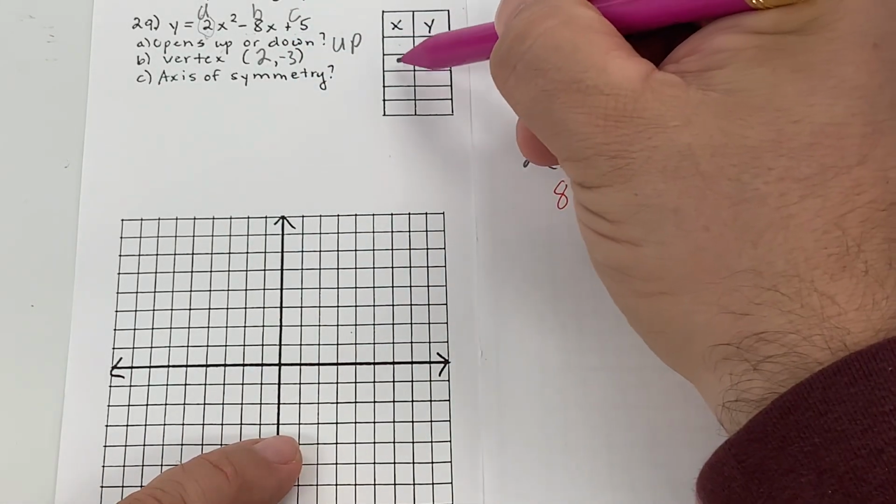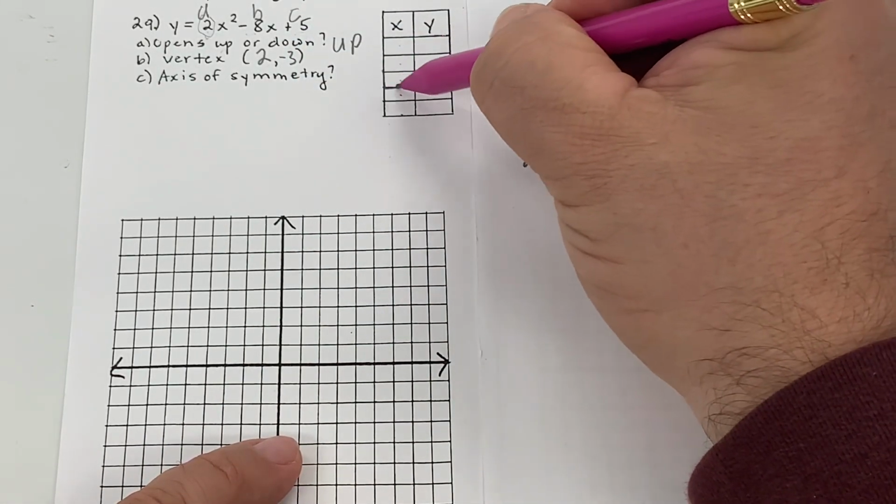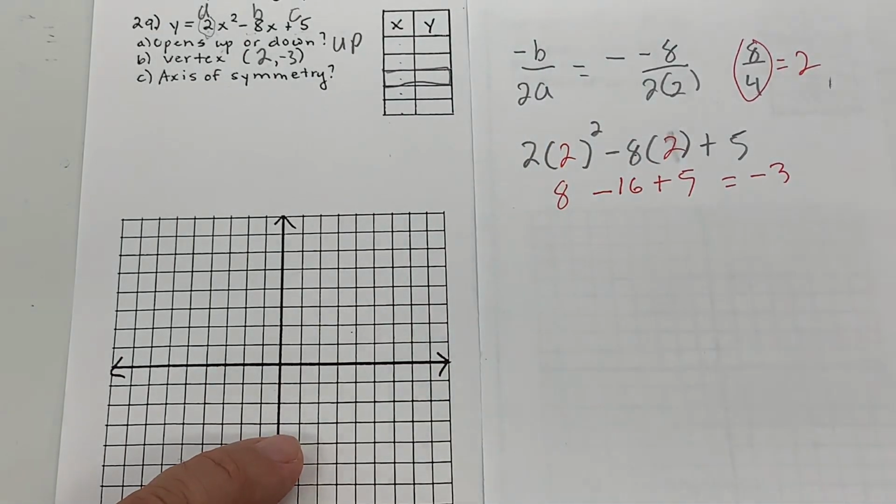What I like to do, 1, 2, 3, 4, 5, is go right in the middle and put my vertex to negative 3.